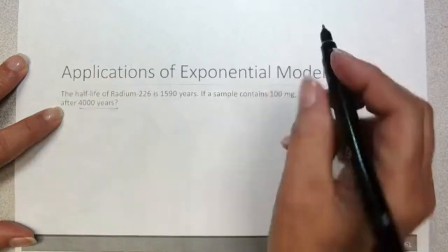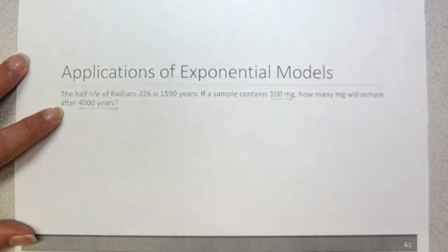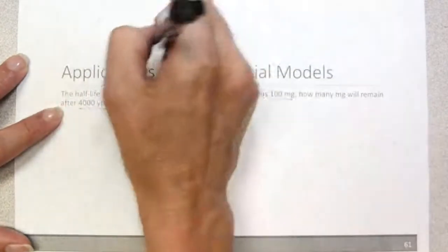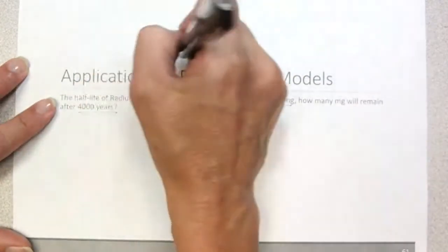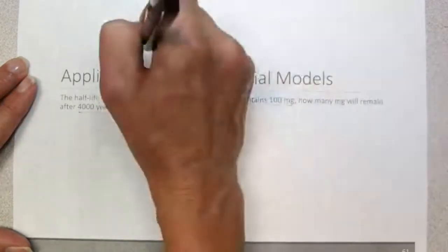We're starting with 100 milligrams. Well, what is the standard form for the model? Let's put that up here so we've got that to look at. Our future amount, should we call it P? I guess.